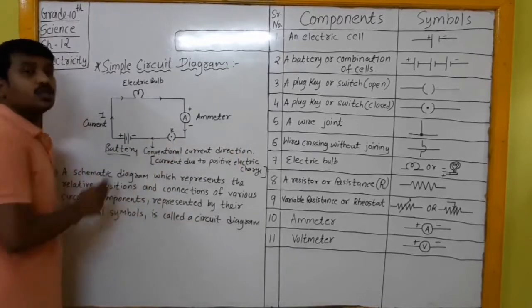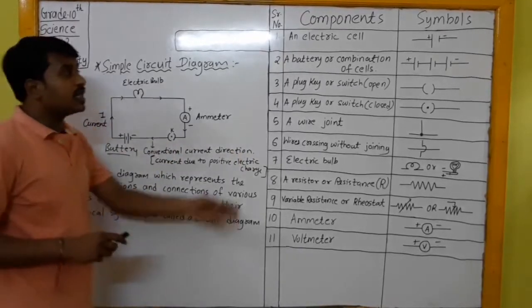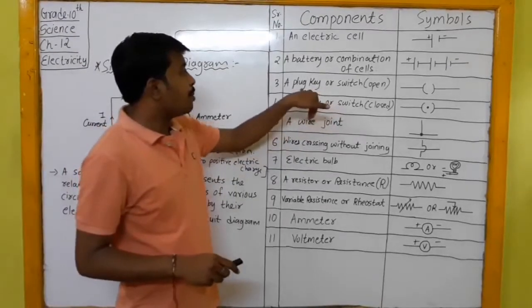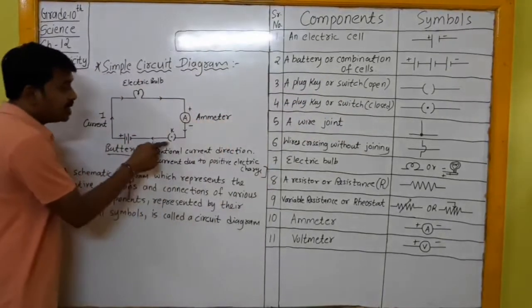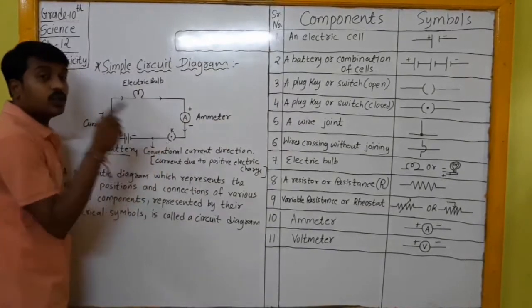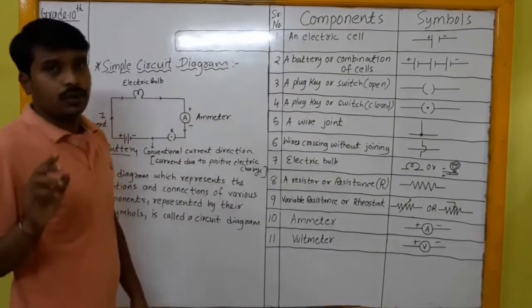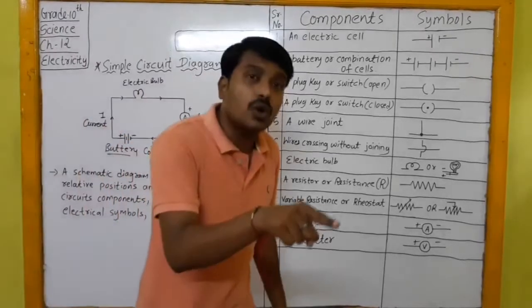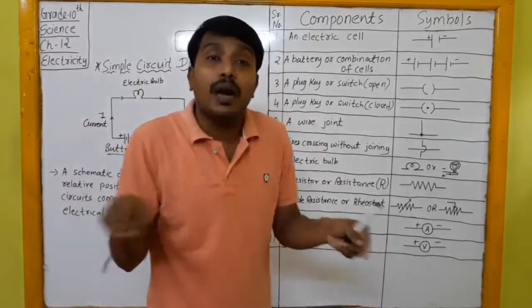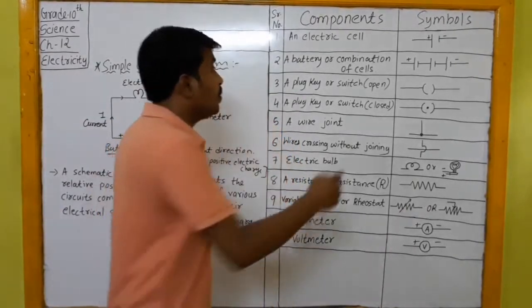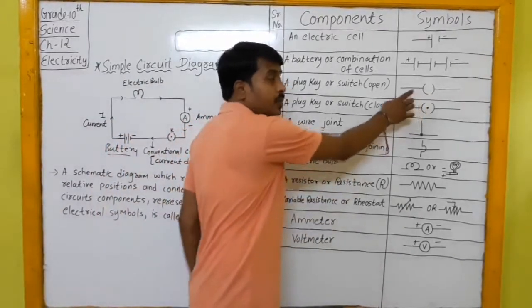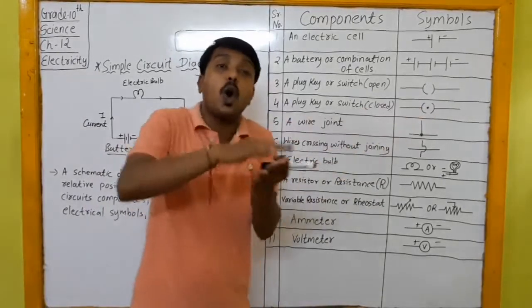And this is your key, the most important part. Now this key has two types. You can see, plug key, open and close. When this type of symbol is used for the key, that means your key is closed. And when your key is closed, your circuit becomes complete and electric current starts flowing through the circuit. But if you are using this symbol for the key, this is the symbol for an open key.